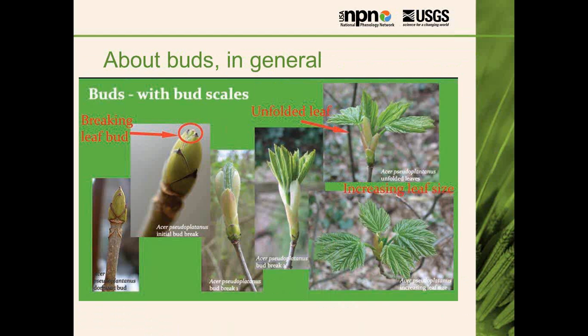This graphic illustrates how a breaking leaf bud changes into an actual leaf. It walks you through the different stages. On the left-hand side, first you have a bud that's enclosed in bud scales. The breaking leaf bud starts when you can see the leaf tips emerging from the end. And then you can eventually see the leaves unfolded on the upper right-hand side. These leaves will be increasing in size until they reach their maximum size.